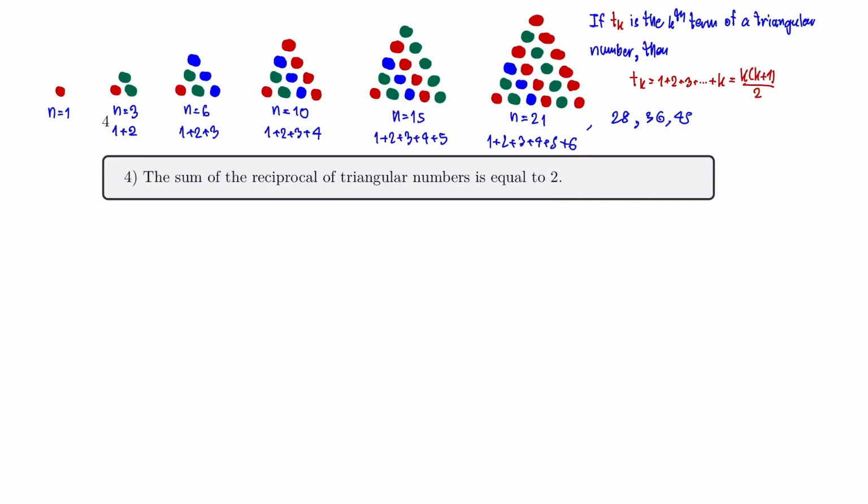Hi, today I'm going to prove this statement. The sum of reciprocal of triangular numbers is equal to 2. Okay, for example, it's going to be like this.